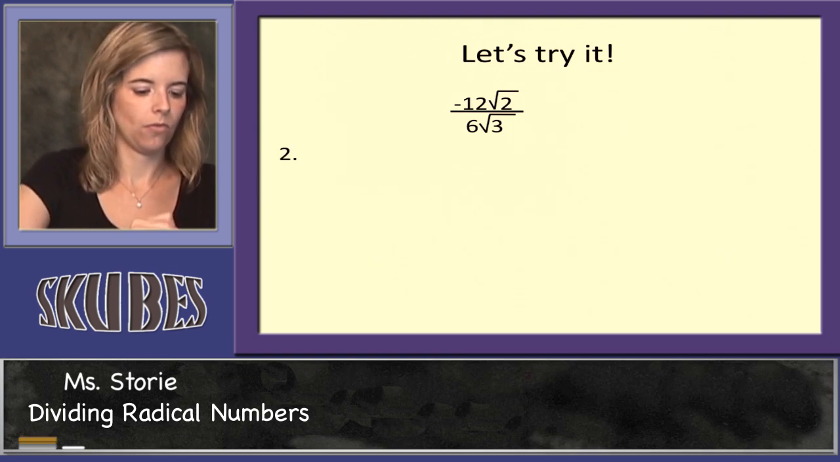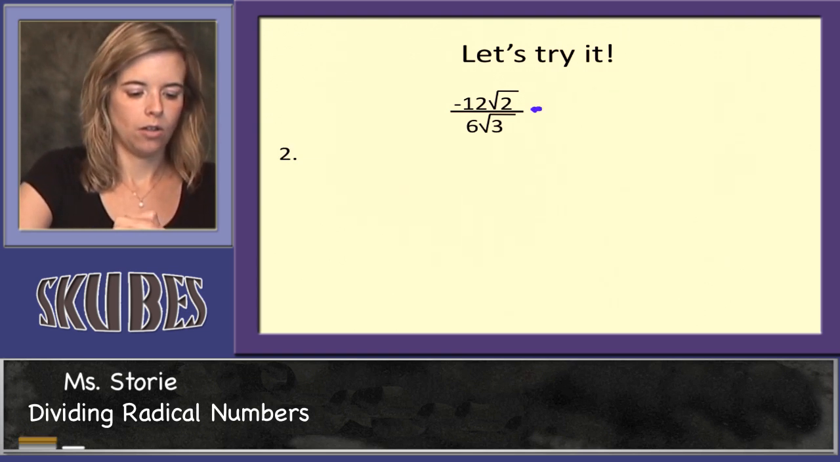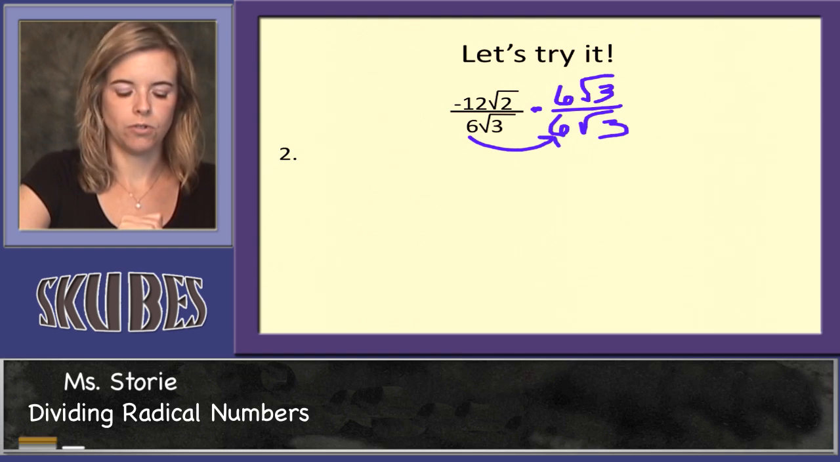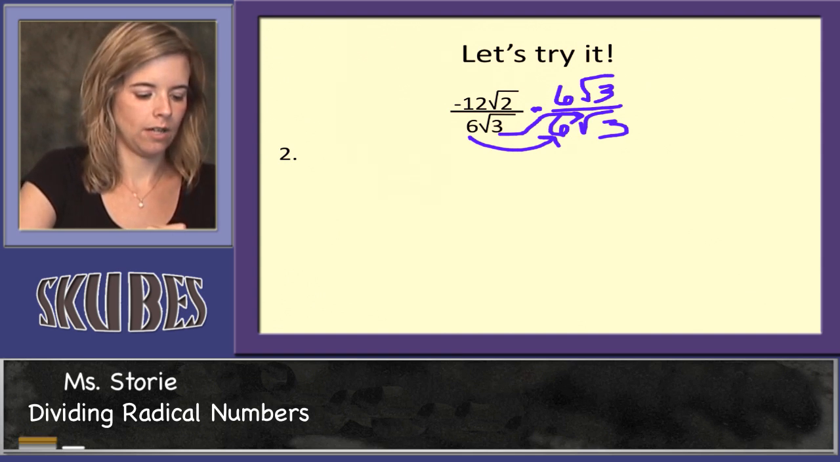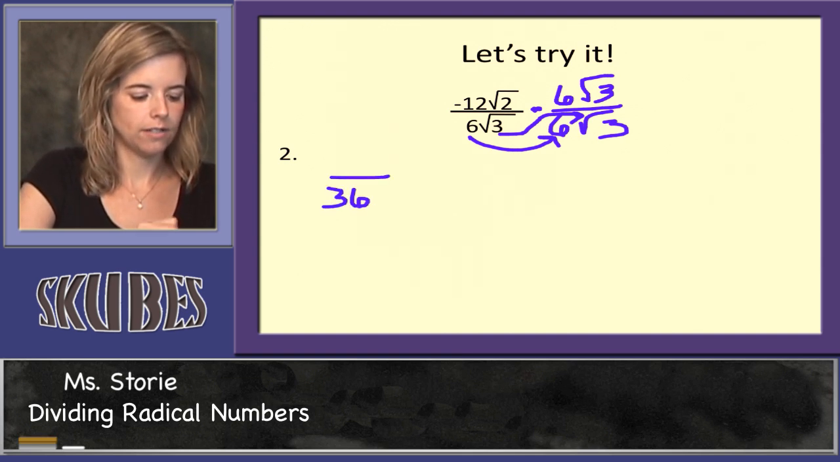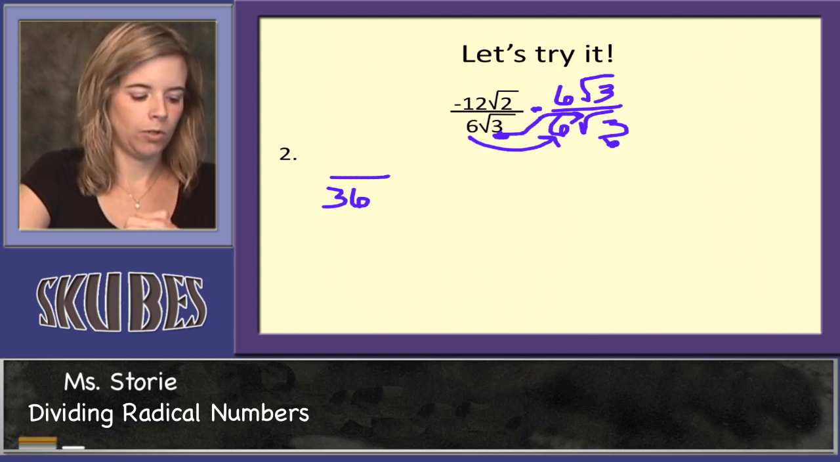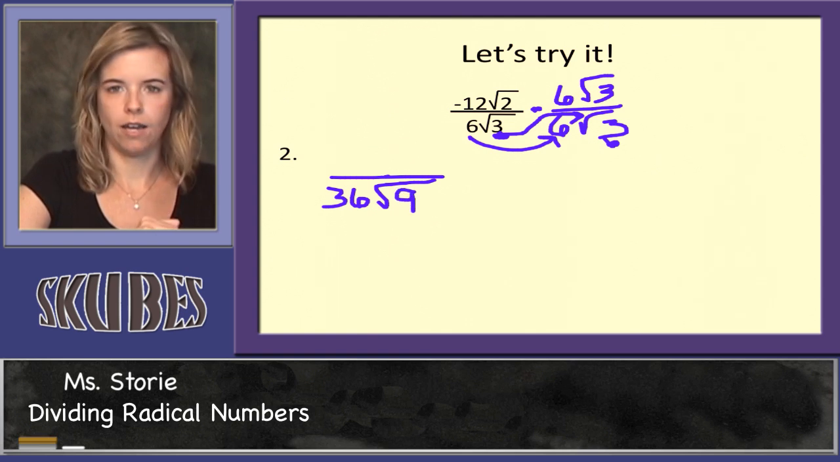So we've got our multiply by 6 radical 3 on both top and bottom. When we do that, whole numbers multiply to whole numbers. Radicals multiply to radicals. So you've got 6 times 6. So on the denominator, you've got 36. And then you have radical 3 times radical 3. If you remember, when you multiply radicals, you just multiply the numbers like normal. So 3 times 3 is 9.